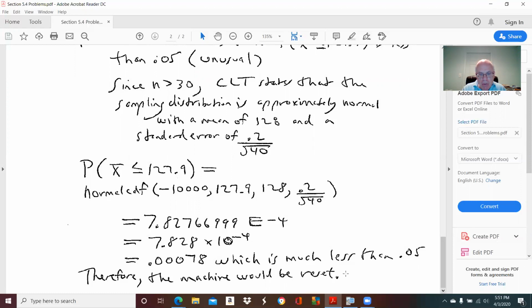All right? So if you end up with this 127.9, that's considered extremely unusual. Extremely unusual. And therefore, the machine needs to be reset. In other words, the manufacturing process, the filling of the can process, has to stop, and they have to do some sort of work on the machine. This is unacceptable. 127.9, extremely rare for that to happen. There's something wrong with the machine. The machine is not filling the cans correctly, and that's what the result is here. All right, anyway, that is it for today.